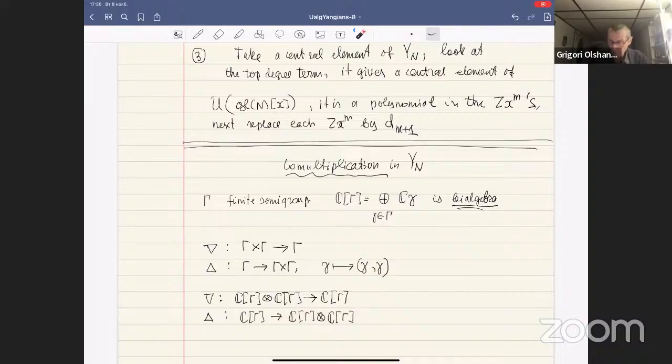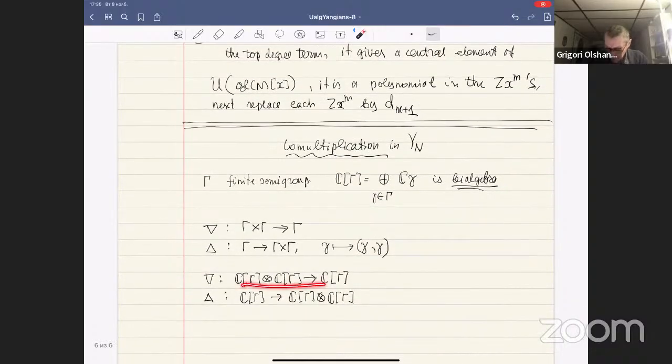And the main claim, so this is the multiplication, this is a co-multiplication or co-product. There are some natural axioms relating to these two operations, and the key axiom is that this map is a morphism of algebra. So the co-product should be compatible with the algebra structure. This map should be an algebra morphism. And this is quite evident.